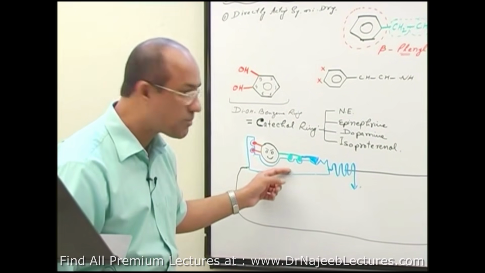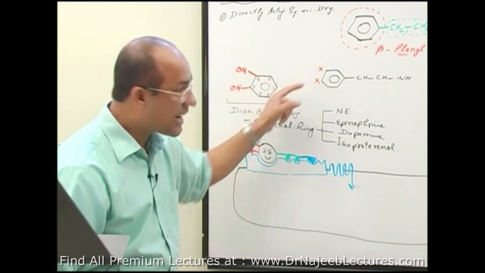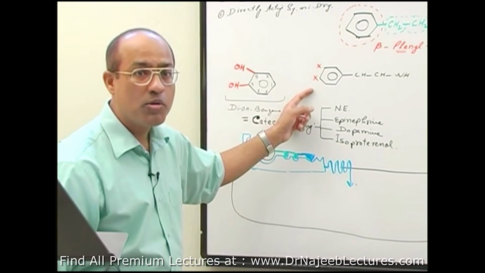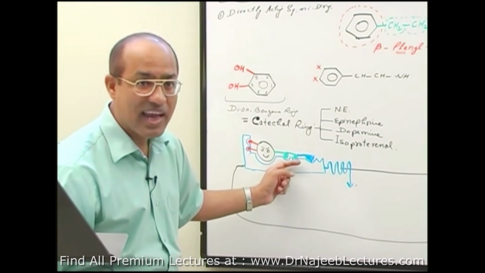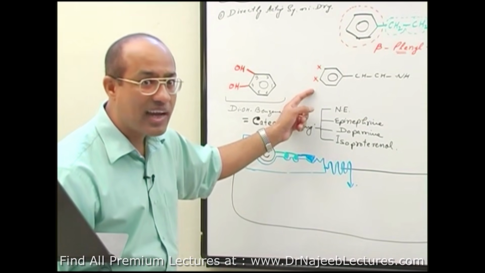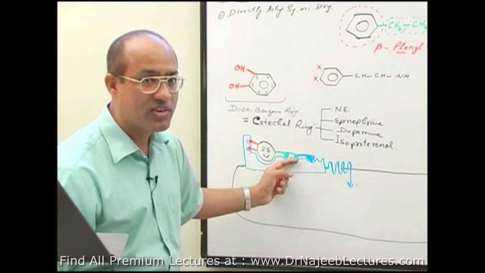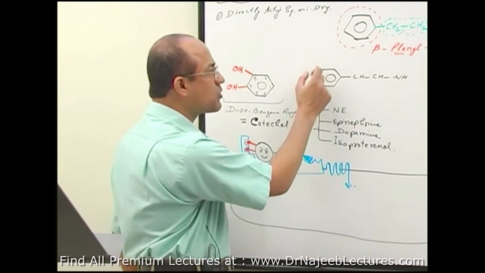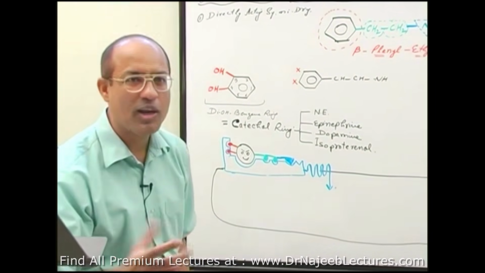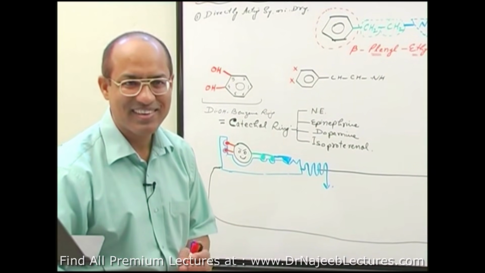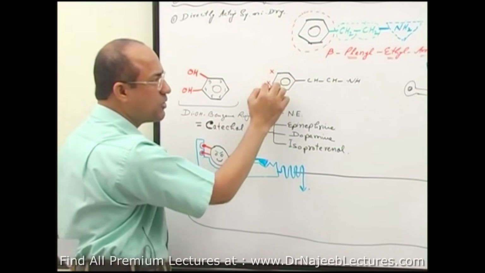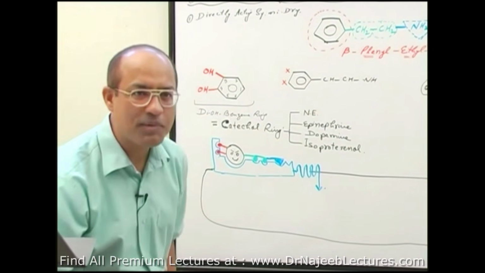Its affinity for the receptor will decrease, its activity on the receptor will decrease, and it will become a low potency sympathomimetic drug, and as a direct acting sympathomimetic drug it will fail. But there is something very good. When you knock off these two hydroxyls, you remove them, the drug becomes more lipid soluble.